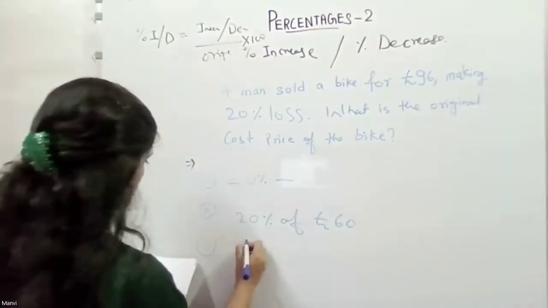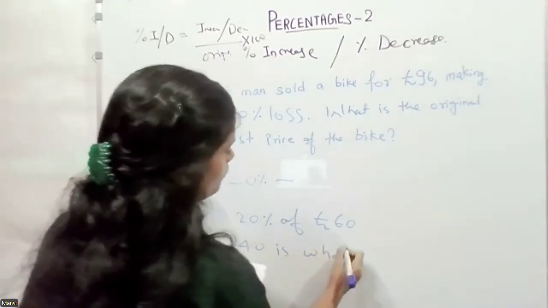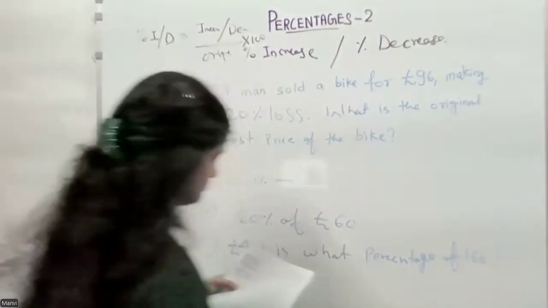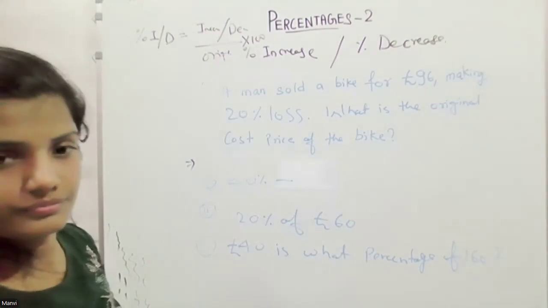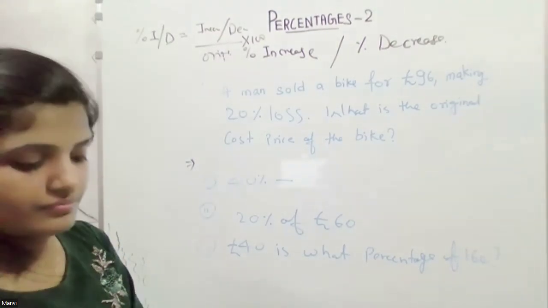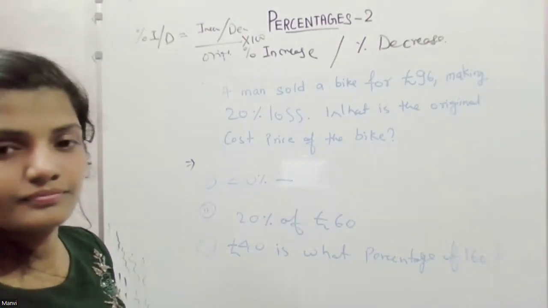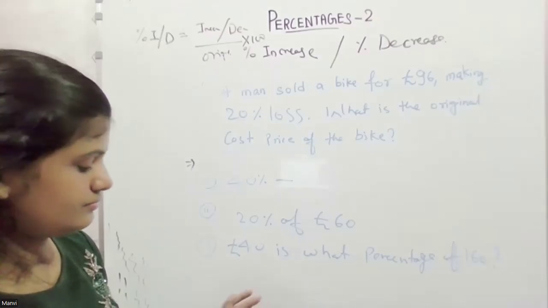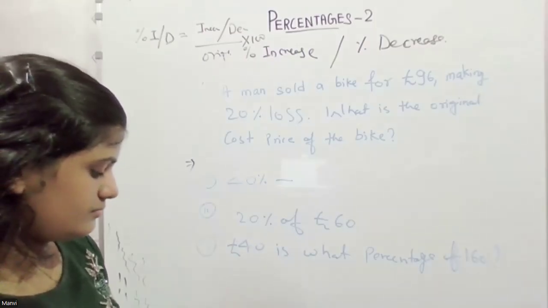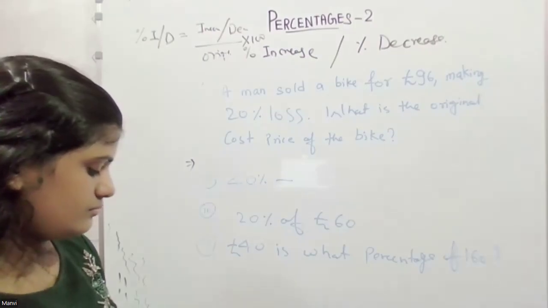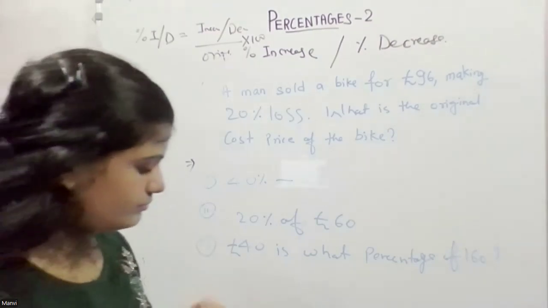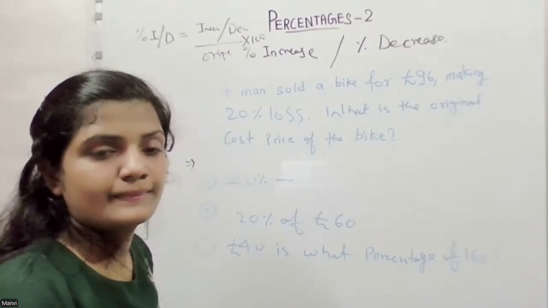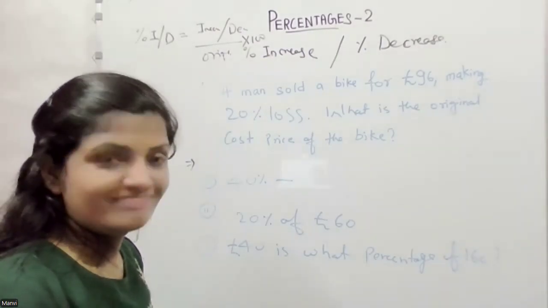Next question is: 40 pounds is what percentage of 160? It's 25%. Good.